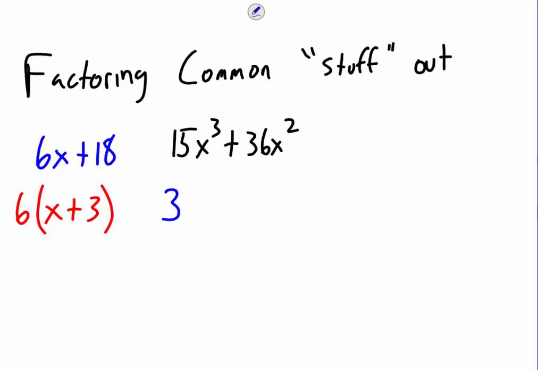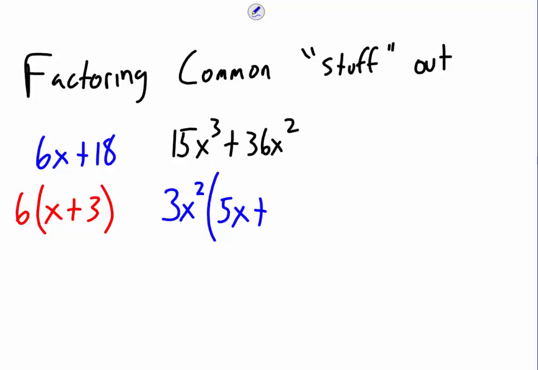Because I can take an x squared out of an x to the third, but I can't take an x to the third out of an x squared. Okay, that may make sense. So in this case, the biggest amount of x's that I can take out of anything is x squared. So 15 divided by 3, 5. X to the third divided by x squared is just x. Another way to think about it is x to the third is x times x times x, and you're going to take an x times x out of that, so you're still left over just 1x.